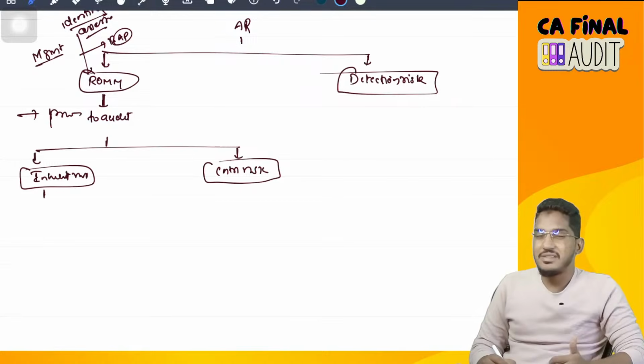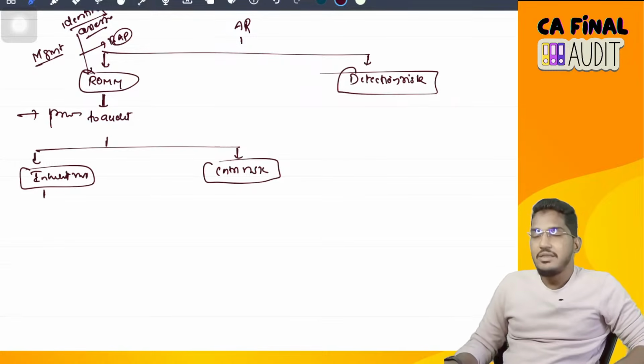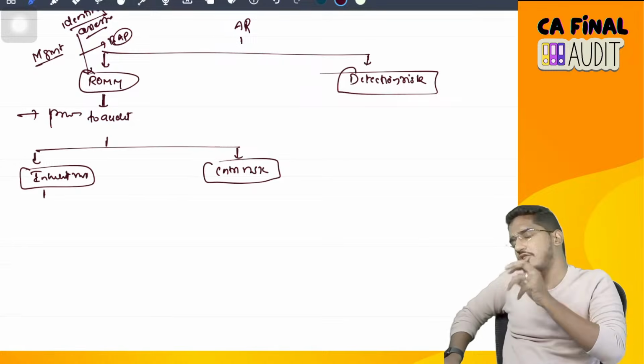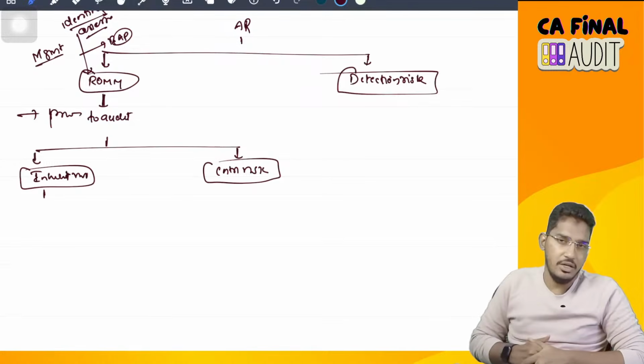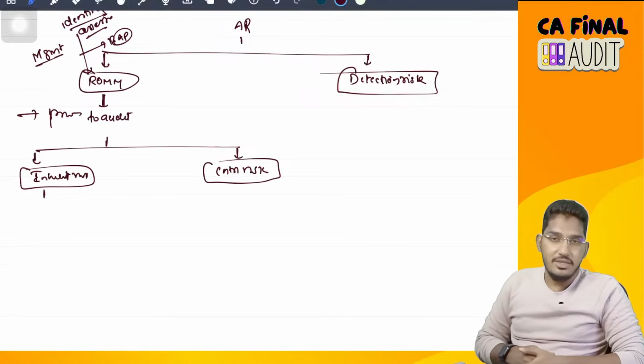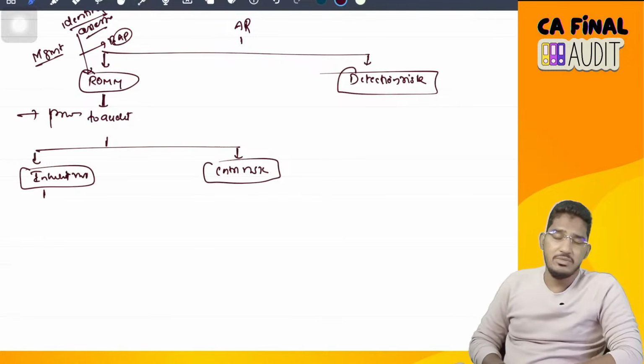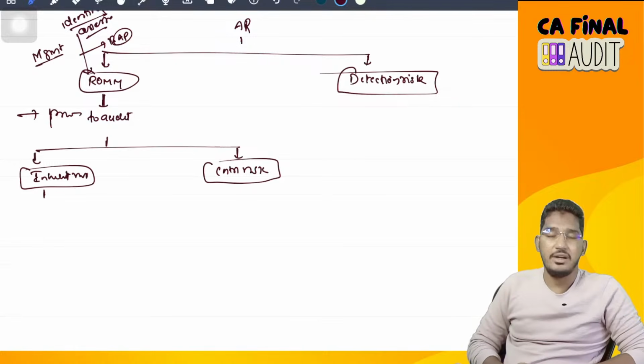So there are no internal controls. Generally, these kinds of risks are unavoidable in nature. There will be certain areas in the organization which are not fit for implementing internal controls at all. Because of the absence of internal controls, there is a possibility of a misstatement happening. That risk we call inherent risk.